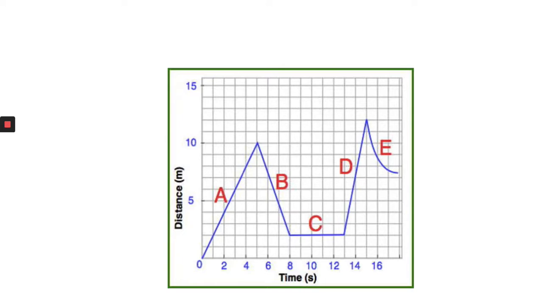Although, which of these has someone walking away from the starting spot? Answer, A and D. B, the person is coming back towards the starting position.